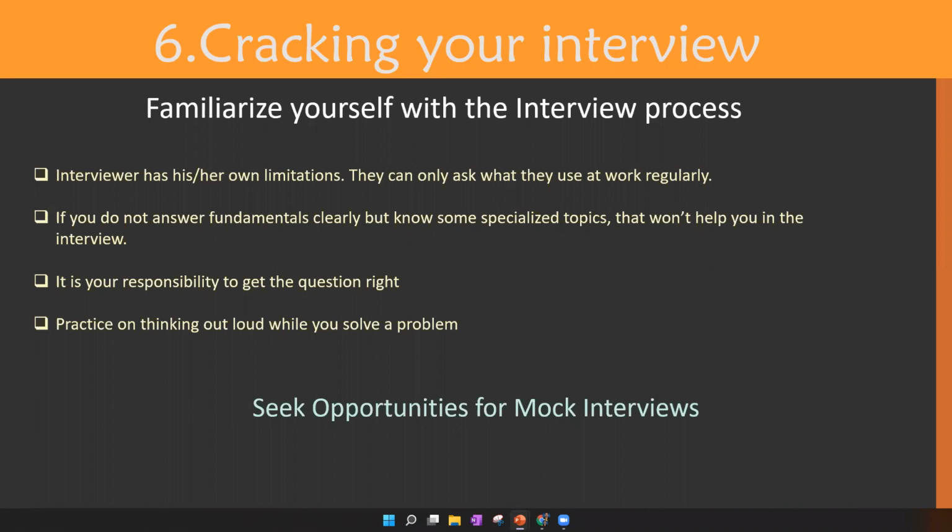It's a key skill, I would say. It's a skill that you need to develop so that you are comfortable thinking out loud, and you also help the interviewer understand you, and then the interviewer also guides you, and then you solve the problem. That will be a very nice experience.